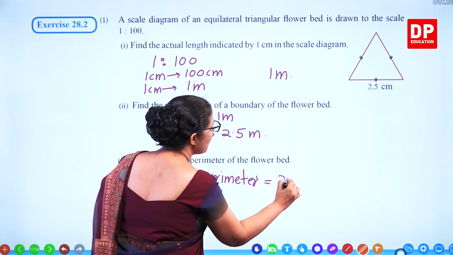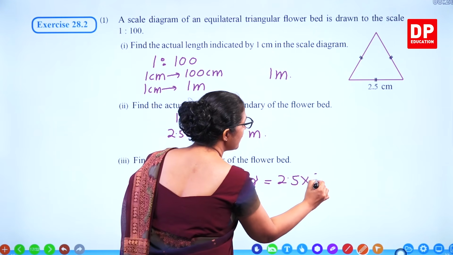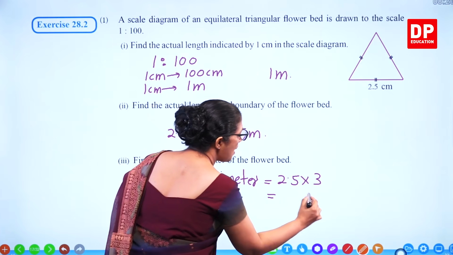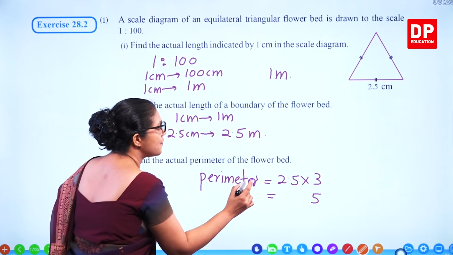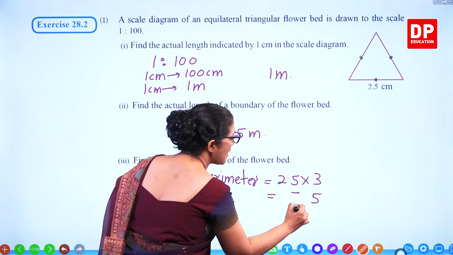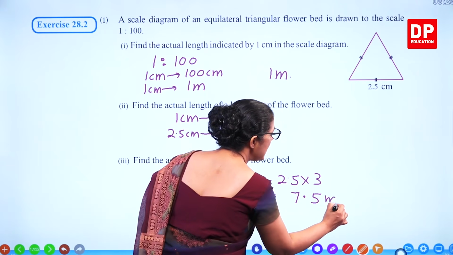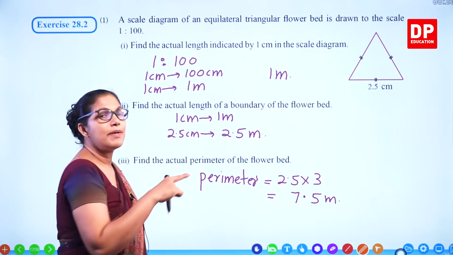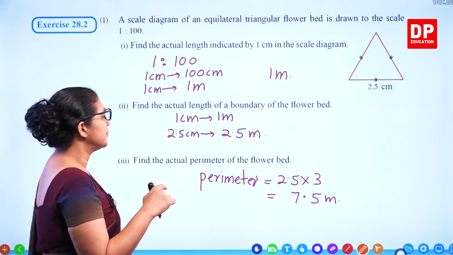So 2.5 into 3. 3 times 5, 15, and 3 times 2, 6 plus 1, 7. So 7.5 meters is the perimeter of the equilateral triangle.